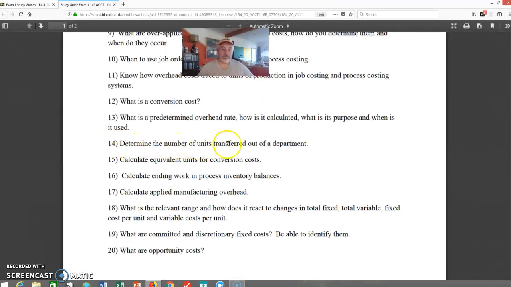Number 14, determine the number of units transferred out of the department. So this is beginning work in process, what was on the assembly line at the beginning of the period, plus the number of units that were added during production. That gives us the total amount that's out there on the assembly line. At the end of the period, we look on the assembly line and say, how much is still left out on the assembly line? We subtract that, and that amount is the number of units transferred out of the department. So all we're doing here is trying to figure out how many actual units we got finished and completed from the assembly line to finished goods.